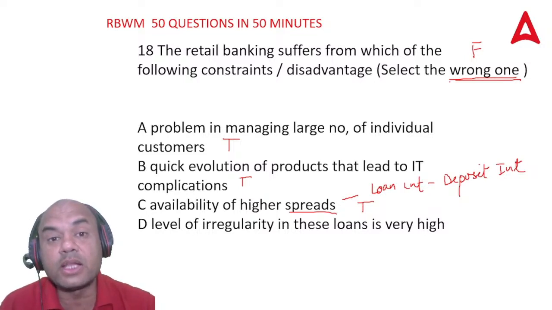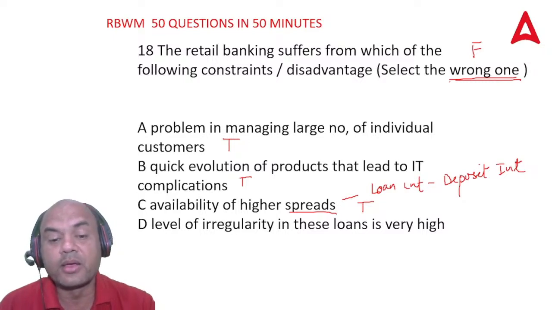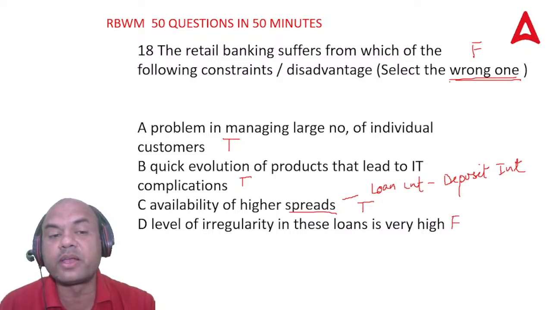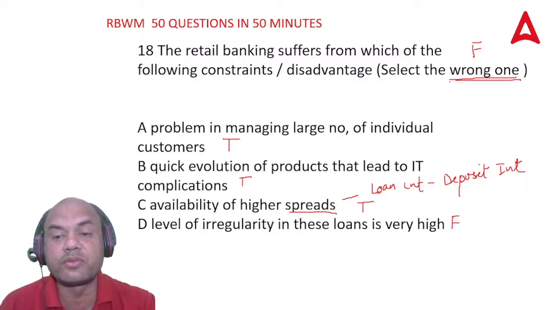We are giving a loan to Reliance. Reliance knows what the rate going on is, so Reliance will try to get the maximum out of you. This is the right answer. Level of irregularity in loans is very high. This is false. Irregularity of loans is very low over here in retail banking. Irregularity of loans is very less.